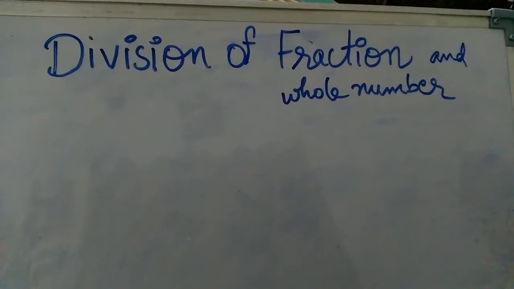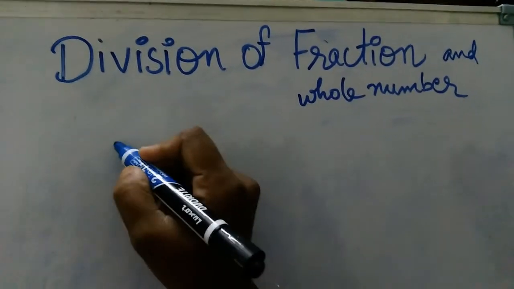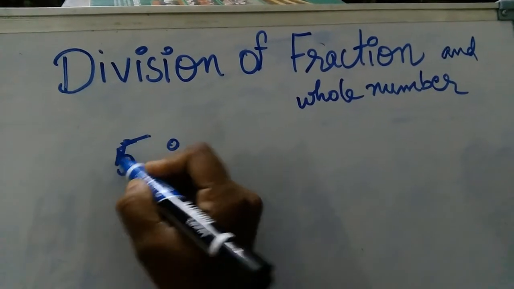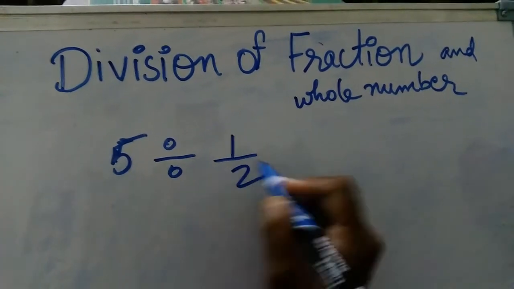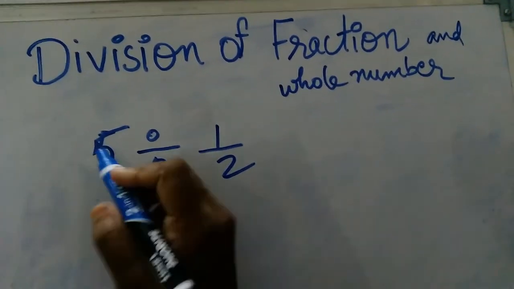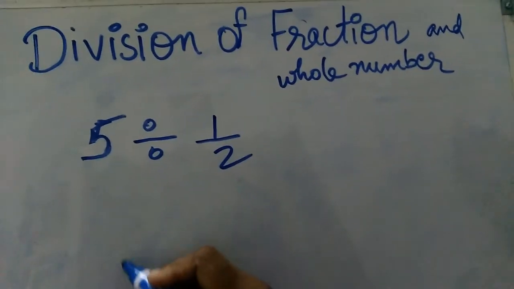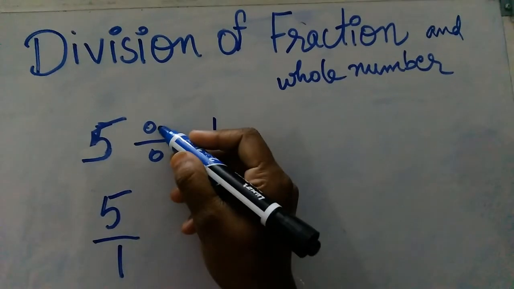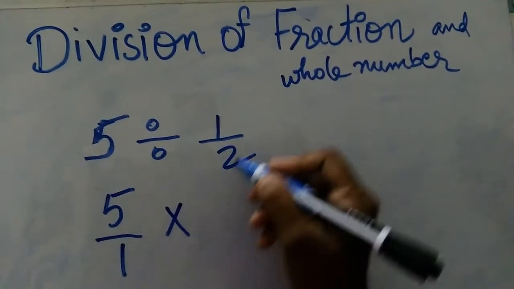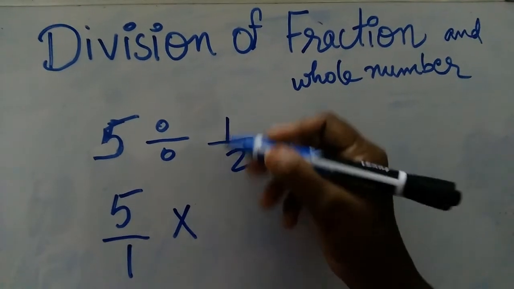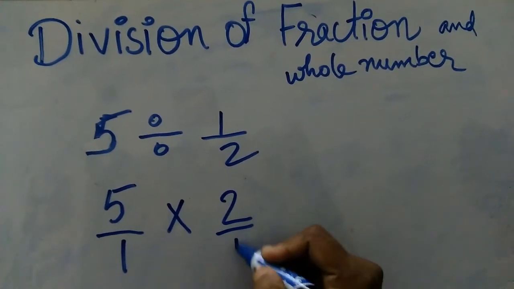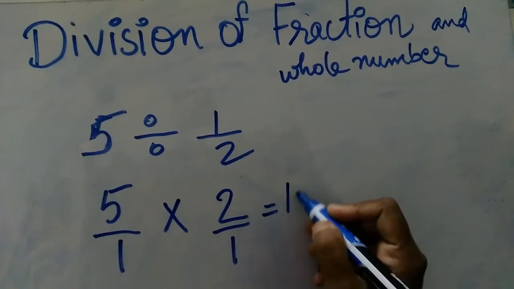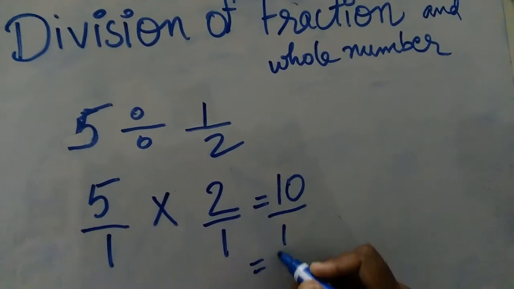Now division of a fraction and a whole number. 5 divided by 1 upon 2. So how can we write? 5 is same as 5 upon 1. This division changes to multiplication, then reciprocal or inverse. So it will come 2 upon 1. So we will get 5 into 2, that is 10 upon 1, that is same as 10.